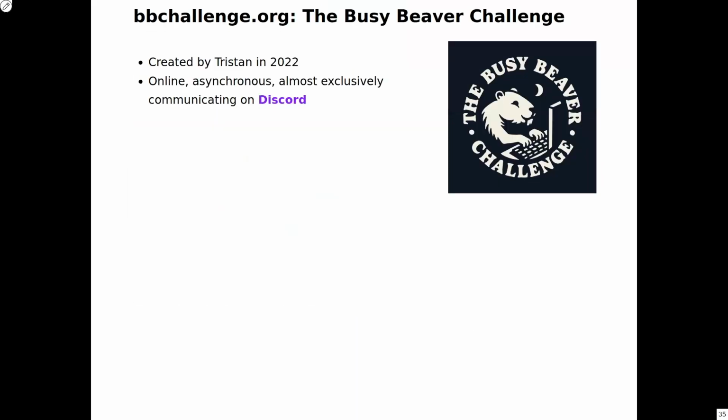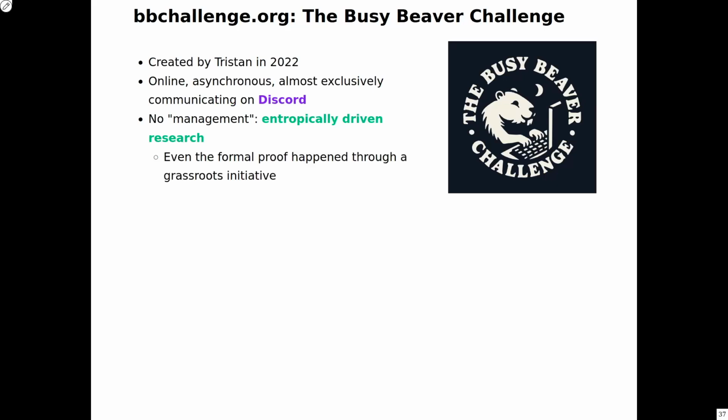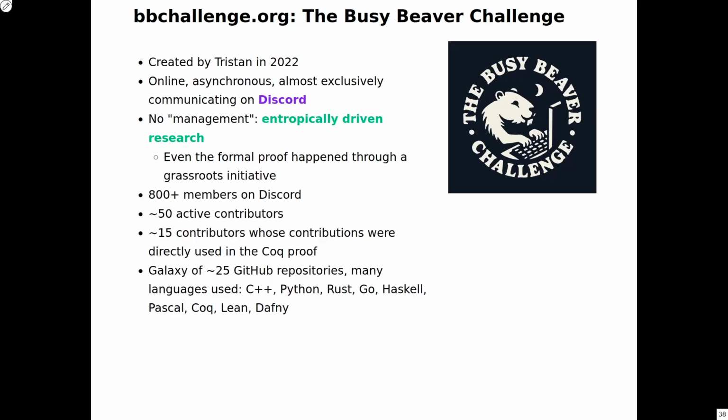I created that platform in 2022, and it consisted of online collaborative research. So I think something interesting is that there was no kind of management. It was really organic, so people would come and do stuff and generally advance the state of the progress. And even the formal proof, the Coq formal proof, it came by chance. It was not an objective at first.